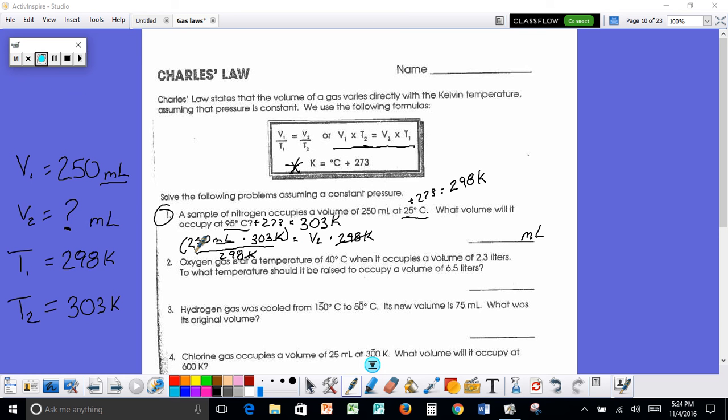Alright, so when we calculate the answer, hopefully you paused it and you're not just waiting for me to give you the answer. The answer that you come up with mathematically is 254.1946. So we need to go back and look at what our significant figures are in this problem. We have 250 milliliters, so that's essentially 2 sig figs here, 2 sig figs for each of our temperatures. So we're going to report our answer in 2 sig figs.